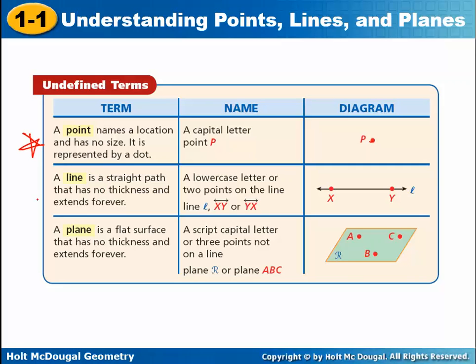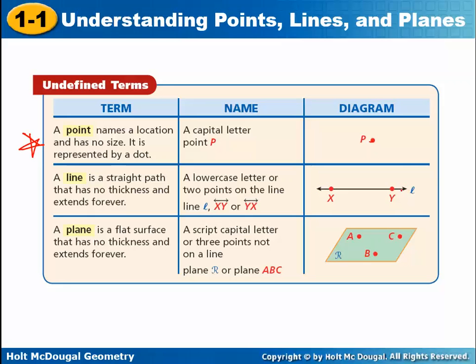A line is a straight path that has no thickness and extends forever, but we represent it by drawing a line, which of course then has at least the thickness of our pencil. We represent it with 2 uppercase letters that are on the line. These points are on the line, or you can even use a lowercase letter that is the name of that line. Notice that there are arrows that show that this line goes on forever.